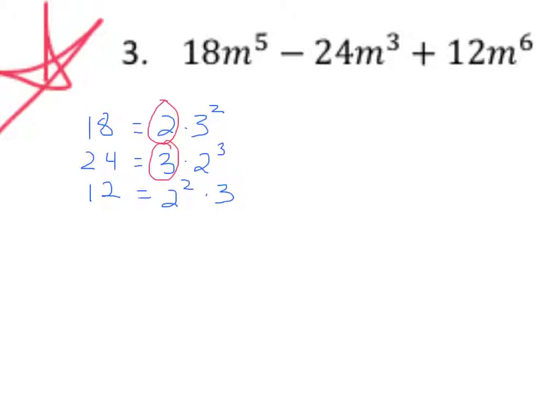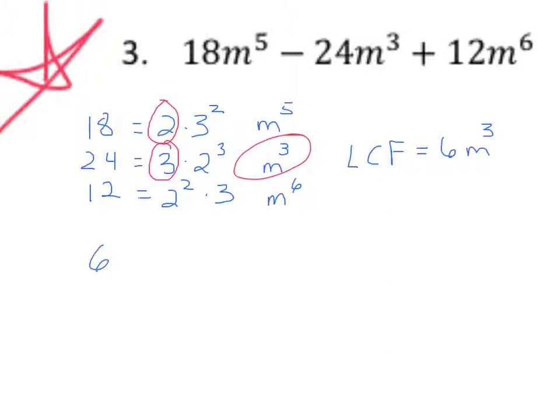And then we look at our m to the 5th, m to the 3rd, and m to the 6th. And we circle the one with the smallest exponent. So our least common factor is 6m to the 3rd. So we write 6m to the 3rd, parentheses, and then divide each of these by 6m to the 3rd.